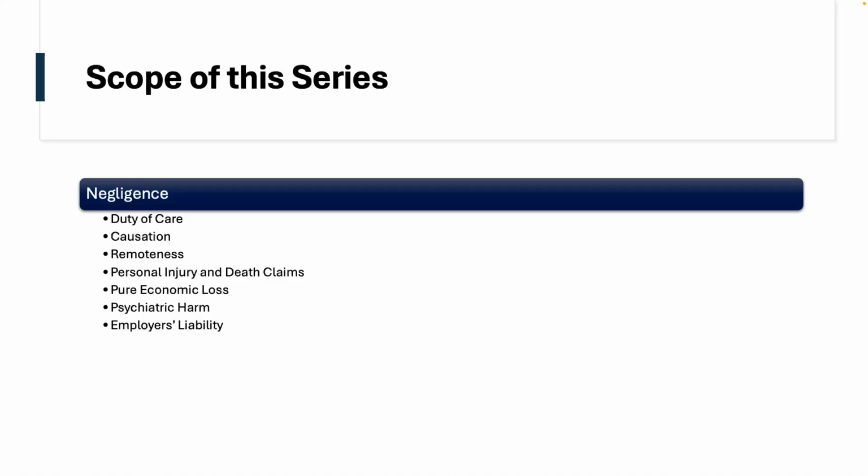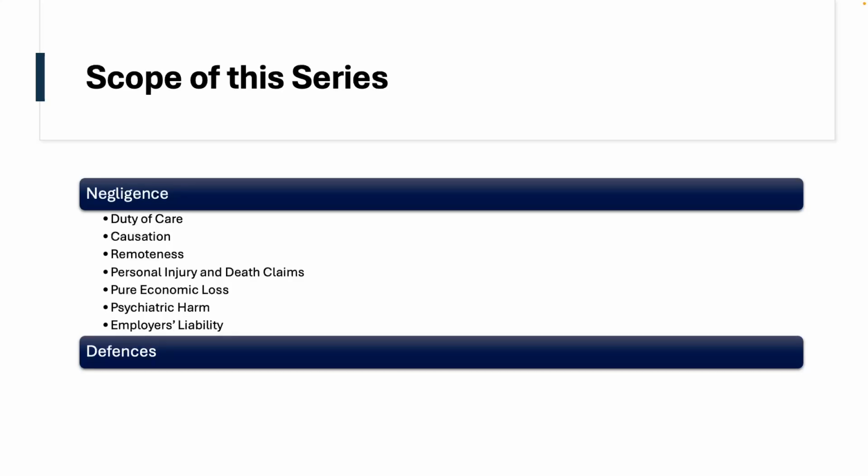We'll examine the idea of causation in law, sometimes known as remoteness, personal injury and death claims, and then start looking at some specific types of negligence cases. So pure economic loss cases, psychiatric harm cases, and employers' liability cases.